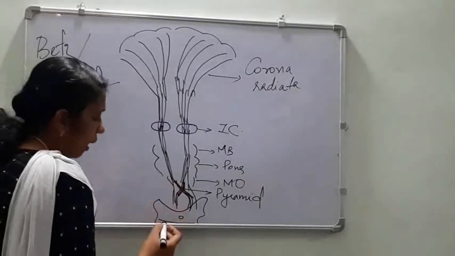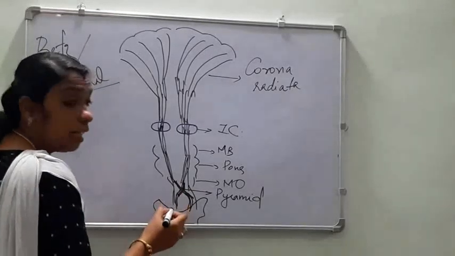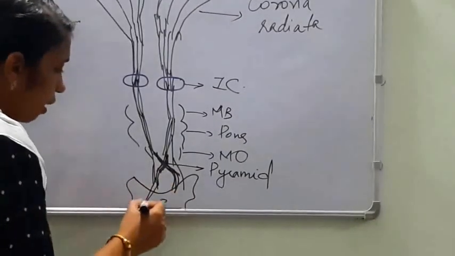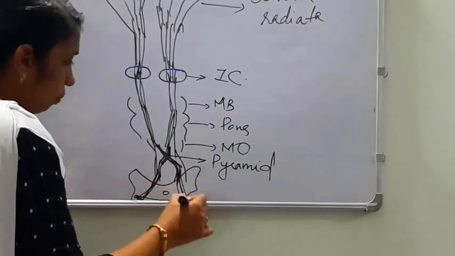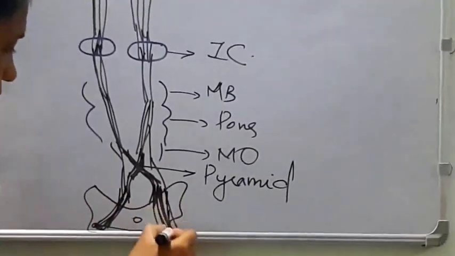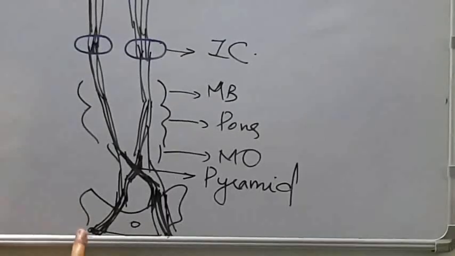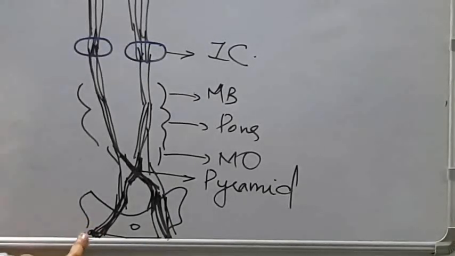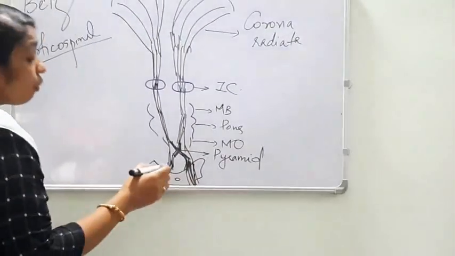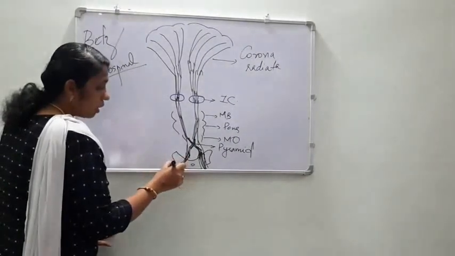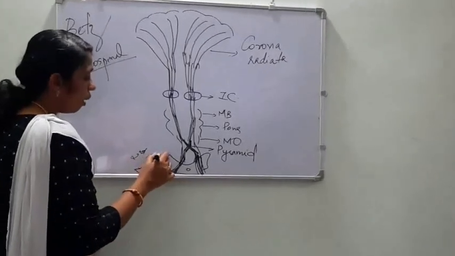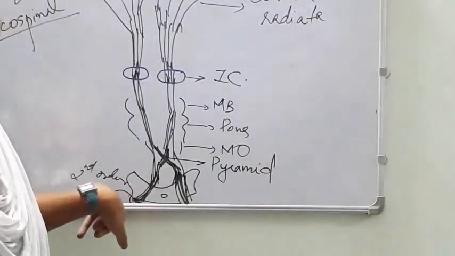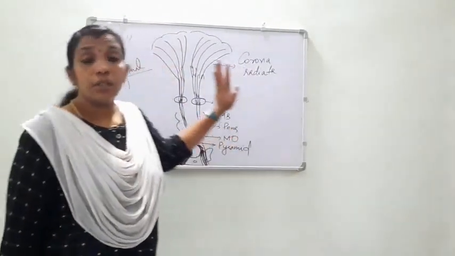In the spinal cord, in the anterior part, there are anterior horn cells, and the crossed fibers of the pyramidal tract come in relation with the anterior horn cells, which are responsible for the motor activities of the body. These are the first order neurons. From the anterior horn cells, a second order neuron arises, which supplies the periphery. You understand? So this is the pyramidal tract.